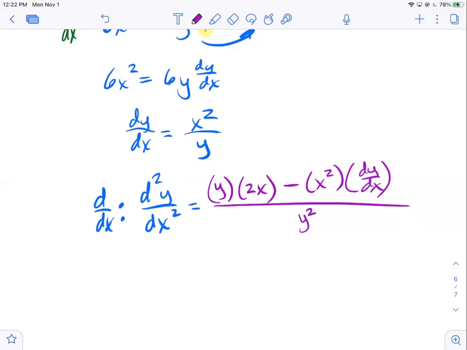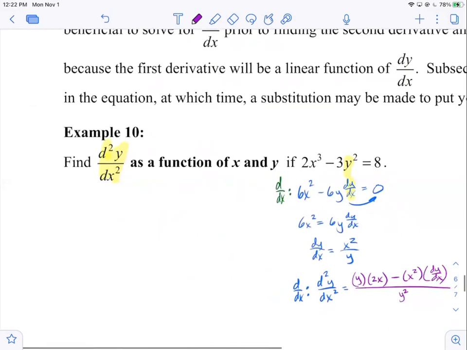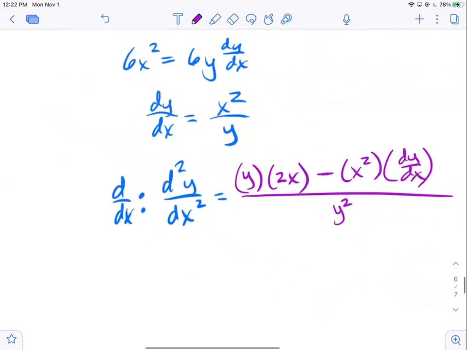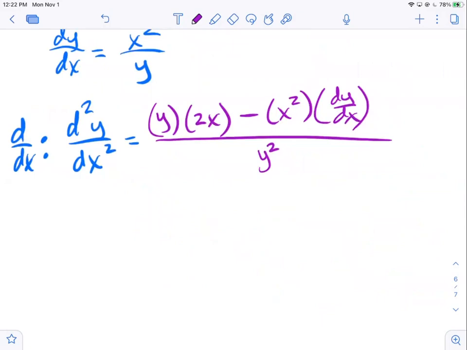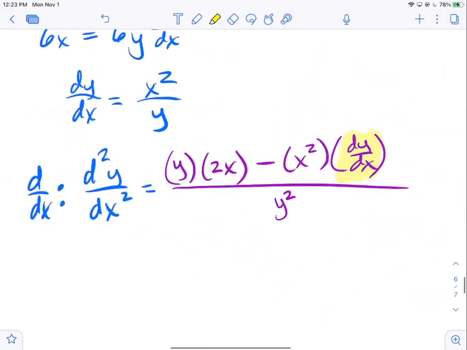Because remember, this is not incorrect. But remember what it said up here in bold? Write it as a function of x and y. And right now, the second derivative is a function of x and y and dy dx. Oh, goodness gracious. If only there were a way to replace dy dx with something that is equivalent in terms of x and y. That's difficult. Where will we find it?